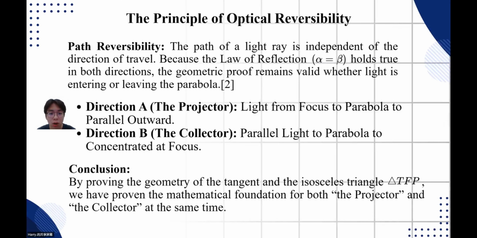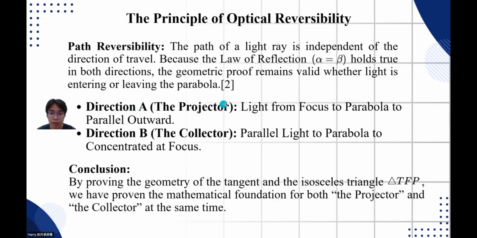Next, let's talk about the principle of reversibility. The principle says that light can travel both ways on the same path. So if light from the focus goes out parallel, then any parallel light coming in must go straight to the focus. The dual nature is why one shape can do two different jobs. The path of a light ray is independent of the direction of travel, because the law of reflection, alpha equals beta, holds true in both directions. The geometric proof remains valid whether light is entering or leaving the parabola. This comes from the fundamentals of physics.